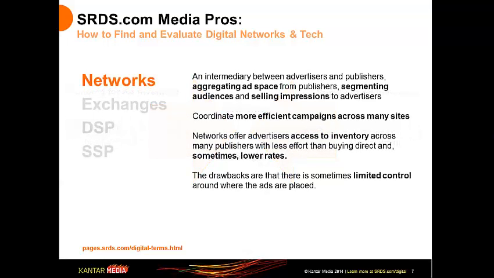So working from the inside of this chart outward, let's start by defining just who the networks are. Like their counterparts in local media, digital networks exist in between the buyers and sellers of digital media. They aggregate the ad space from publishers and help segment the audiences to sell impressions. Networks allow us to coordinate more efficient campaigns across many different sites at once and give us access to inventory across many publishers with much less effort than buying direct. And if the stars align, at lower rates.